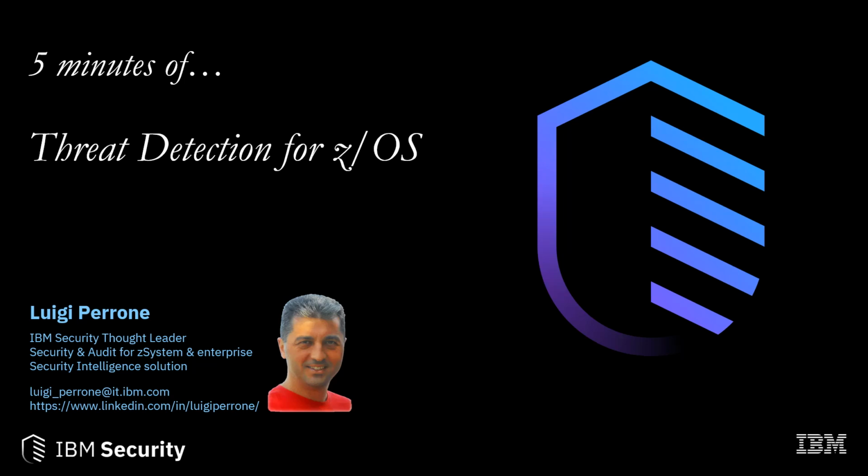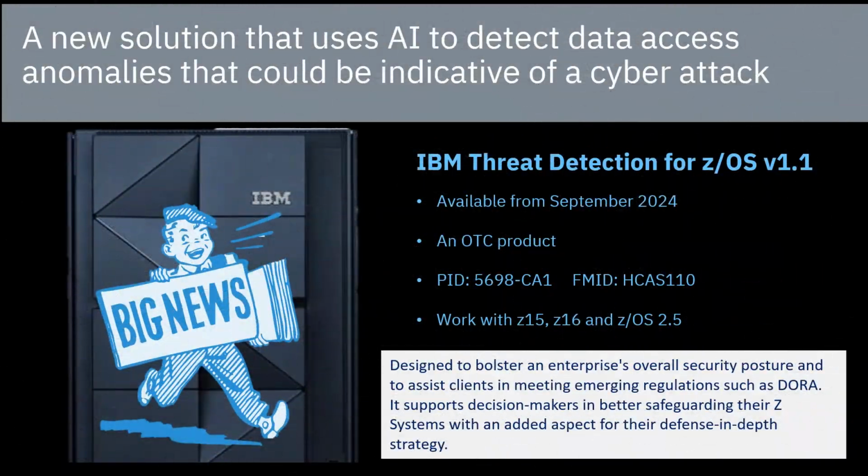In this video I want to talk about a solution regarding anomaly behavior access on z/OS dataset, in 5 minutes of course. IBM Threat Detection for z/OS is a new solution for the z/OS platform released in September 2024. Its objective is to identify behaviors and data access anomalies. So we are talking about dataset access on z/OS, such as VSAM and non-VSAM dataset.